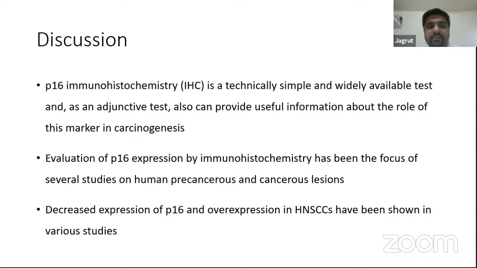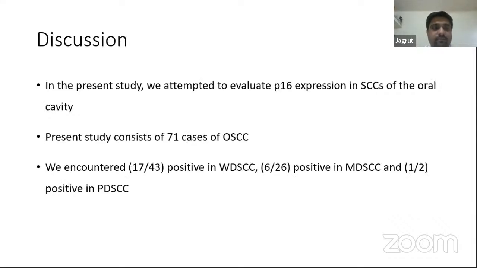P16 IHC is a technically simple and widely available test, and as an adjunctive test it can also provide useful information about the role of this marker in carcinogenesis. Evaluation of P16 expression by immunohistochemistry has been the focus of several studies on human precancerous and cancerous lesions. Decreased expression of P16 and overexpression in head and neck squamous cell carcinomas has been shown in various studies. In the present study, we attempted to evaluate P16 expression in squamous cell carcinomas of the oral cavity. The present study consisted of 71 cases of oral squamous cell carcinoma.